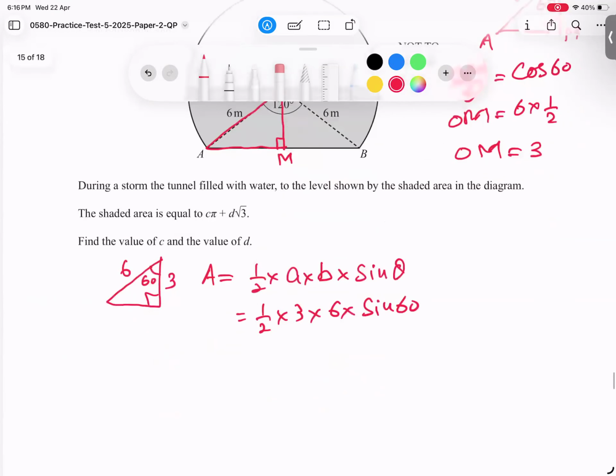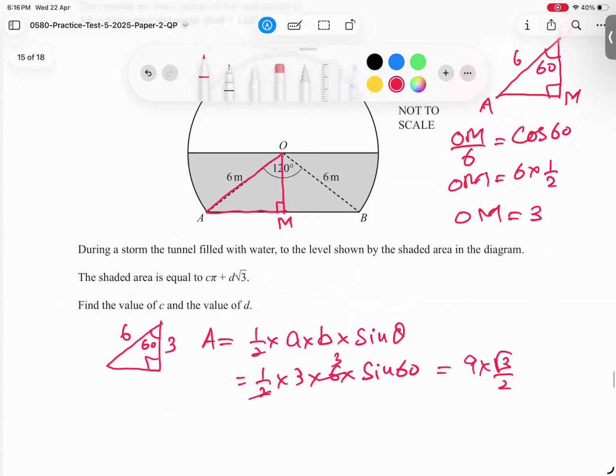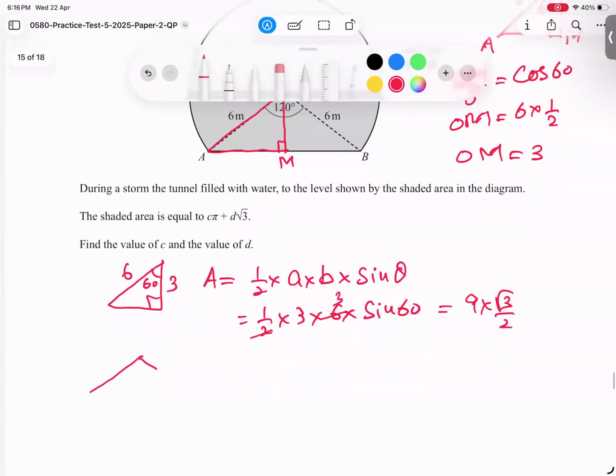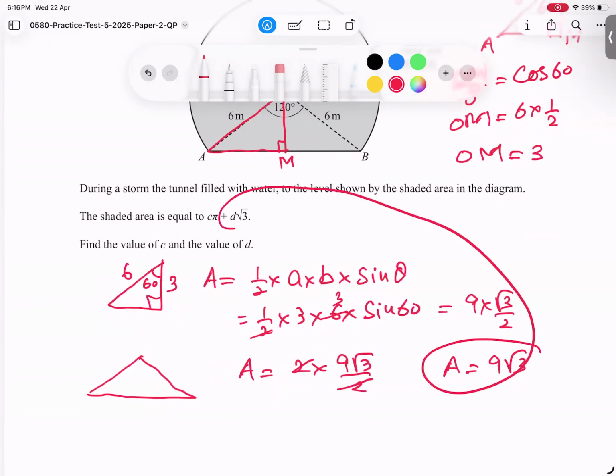This cancels out. I got 3 and I got a 9 root 3 over 2. So this is the answer for one triangle. But multiply by 2, I will get the full area of triangle. So the complete area of triangle, I'm getting here what? Area is equal to 2 times 9 root 3 over 2, cancel out. And I've got finally 9 root 3, which is somehow starting to match our answer. So this one part is clear, meter square.